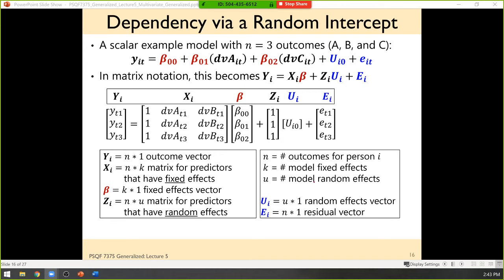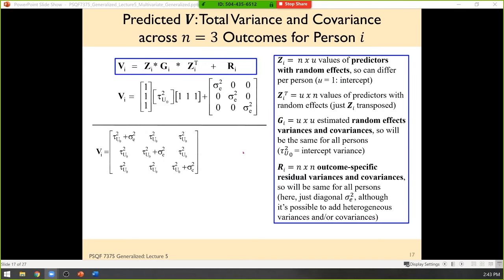What ends up happening is that the U and the E get put back together again in this form right here. So G and R together make V. V is the total combined variance and covariance matrix across outcomes. It has a between-person part, which is this ZGZ transpose part, and a within-person part, which is the residual variance in R. So the Z and the Z transpose just serve to make it so that we can actually add these two matrices together. It makes it into the right dimensions. And then when you work through the math, you end up with this form right here for V, which is exactly the same thing as what we used to call compound symmetry.